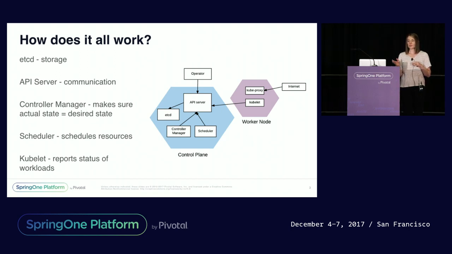And then we have all of our worker nodes, which run a kubelet process, and the kubelet monitors the workloads running on it to make sure that they're healthy and reports that back to the API server. And then we also have a kube proxy, which handles requests coming in from the internet and makes sure that they find the right place in the cluster.